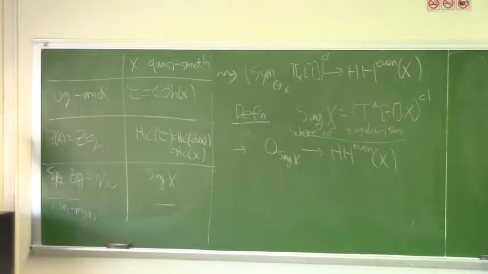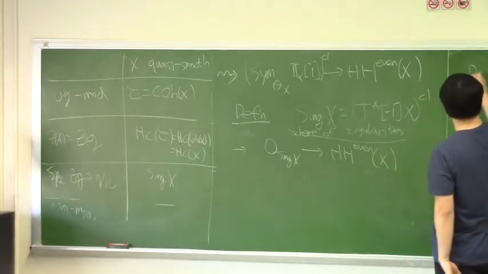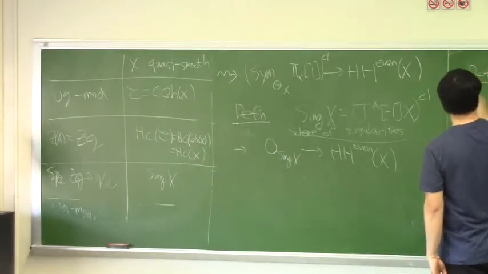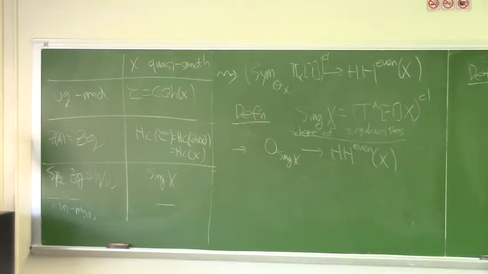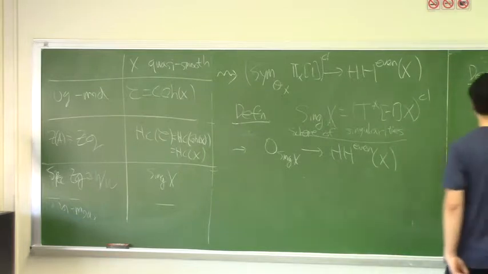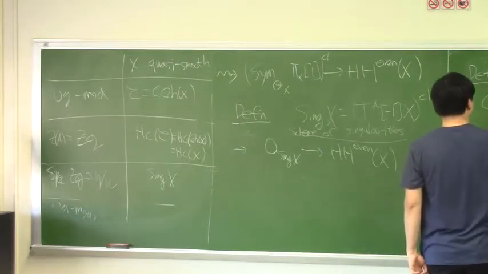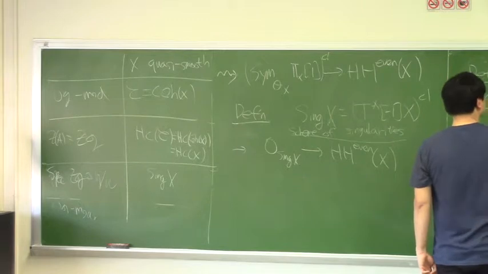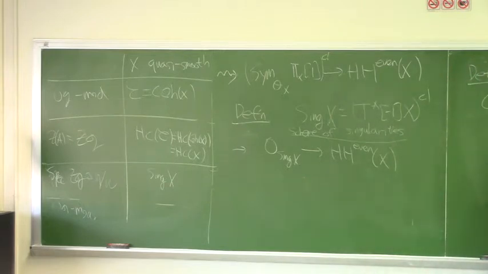So, let's see. Right, so, definition. If you have a subset Z of this thing X, once you make sense of coherent sheaves supported on Z in this sense.